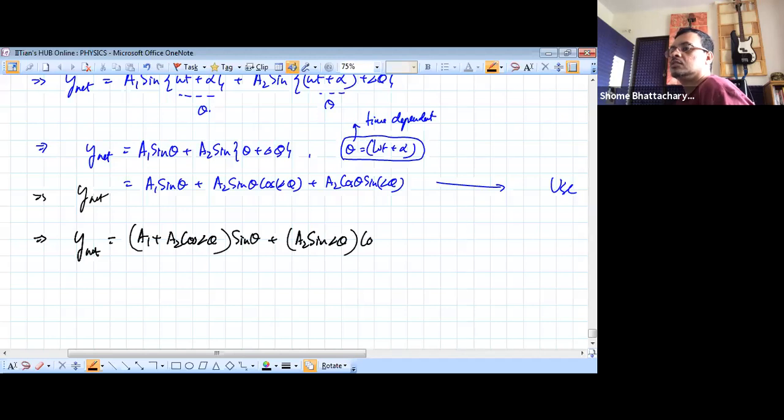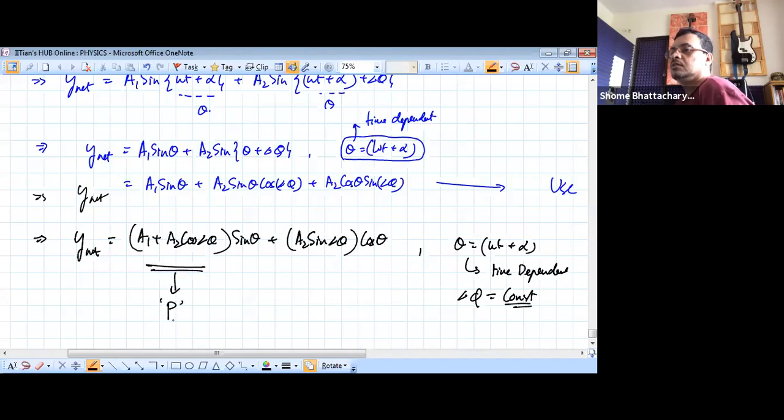into cos theta. Now, why we are separating in this way is because remember theta is the time dependent term. It's omega t plus alpha. So it is time dependent. And delta phi is constant. That's right. So now this whole term, we can think of it like a constant, let's say P. And this whole term is a constant, let's say Q.